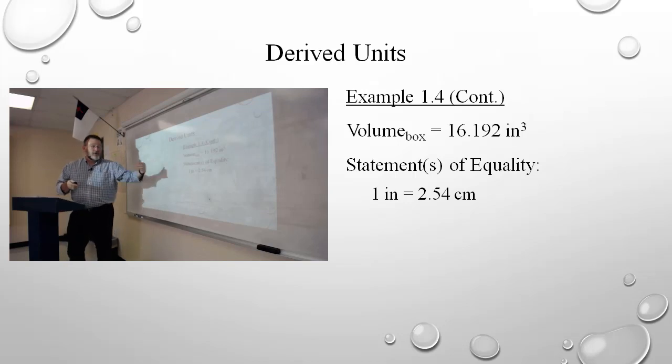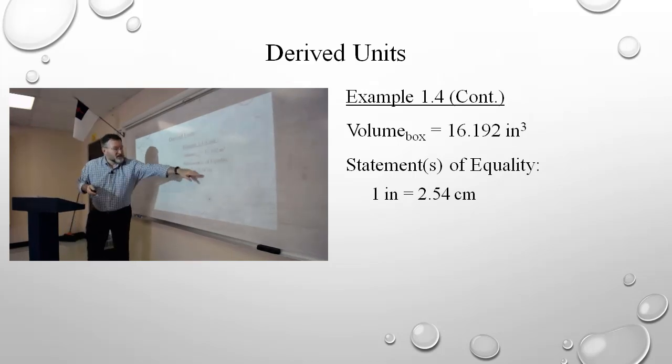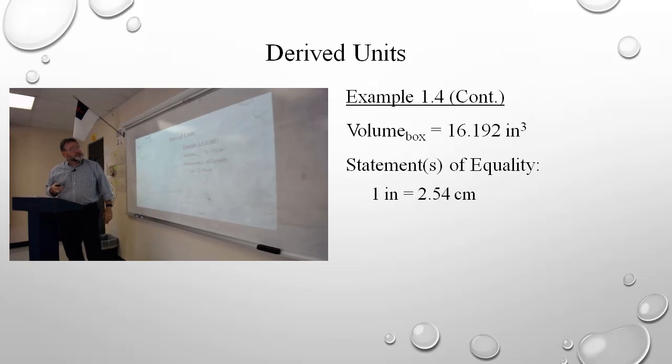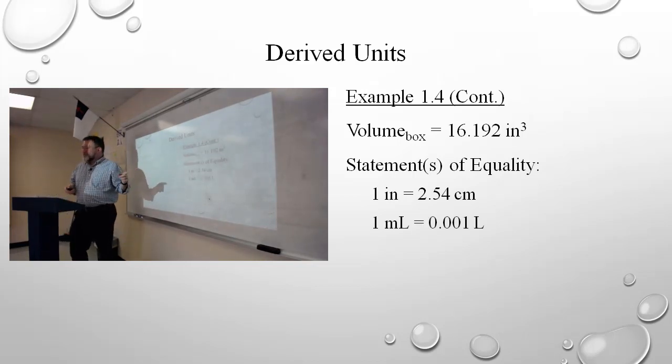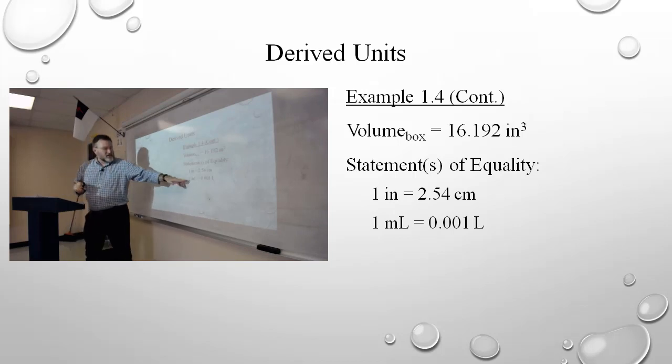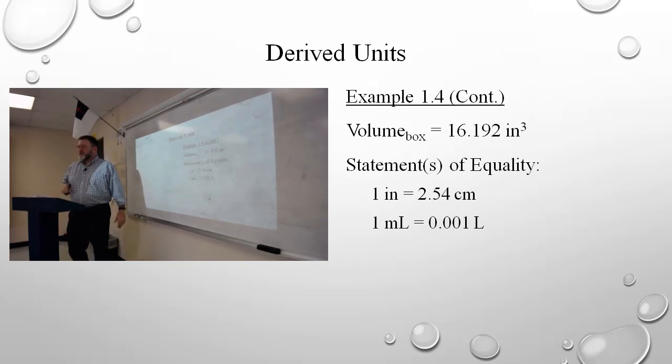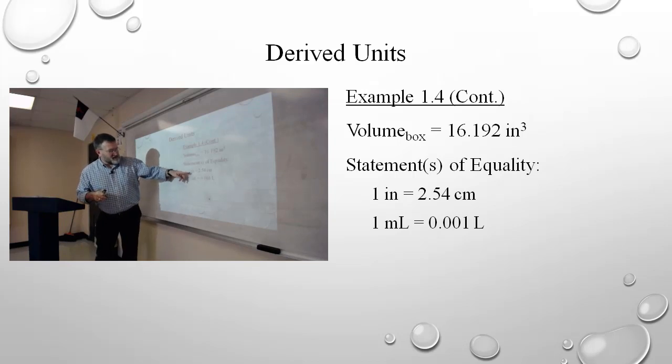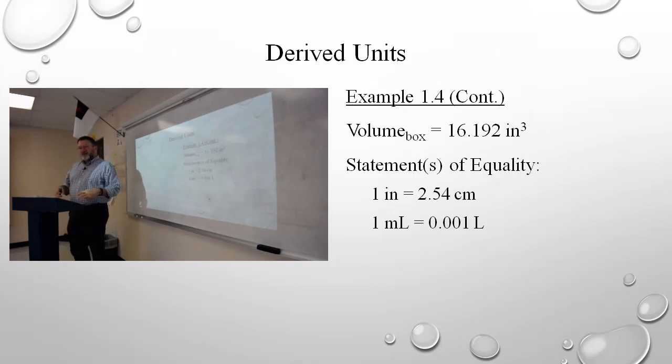I may know what a cubic inch is worth in liters. If I did, that'd be a shortcut. Right now I don't. But I can get from a length unit of inches to a length unit of centimeters. I also know that eventually I want it to be in liters. I don't know necessarily what the conversion factor is, but I do know that milliliters are related to liters in this way, right? And even though this is a distance and this is a volume, I'm going to need a third key, something that's going to convert from a distance unit to a volume unit.